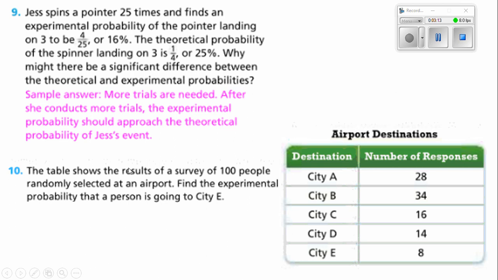The table shows the results of a survey of 100 people randomly selected at an airport. Find the experimental probability that a person is going to City E. Well, in City E, it's only 8 times out of 100. So the experimental probability is going to be 8 over 100. 8 divided by 100 will give you 0.08. And if I move the decimal over twice, it becomes 8%.